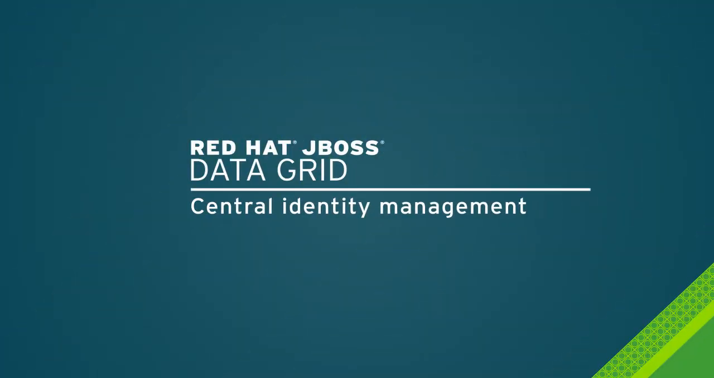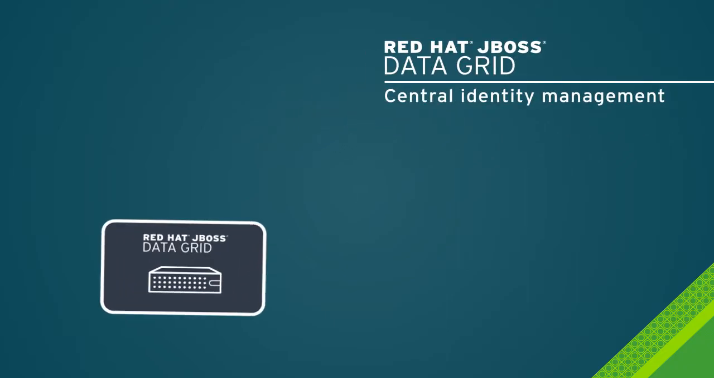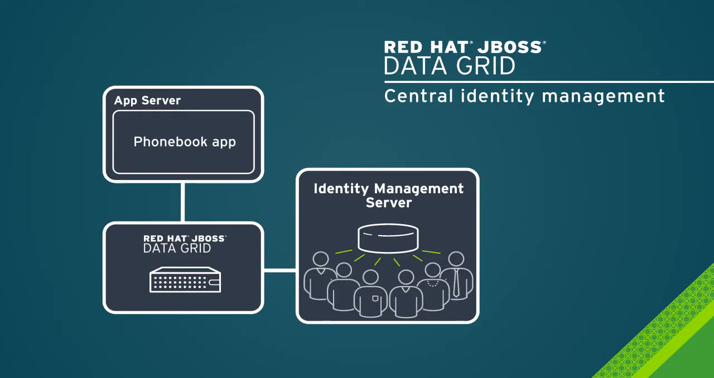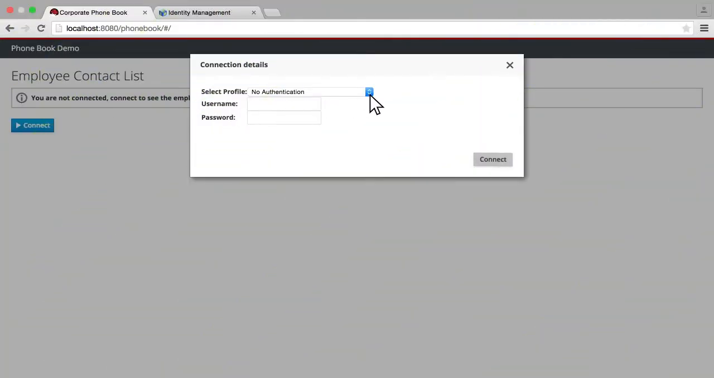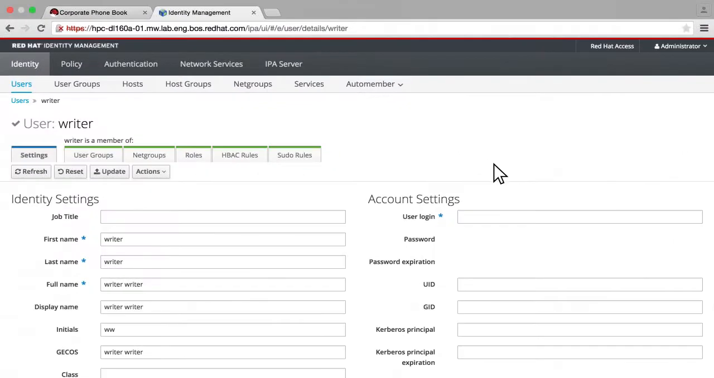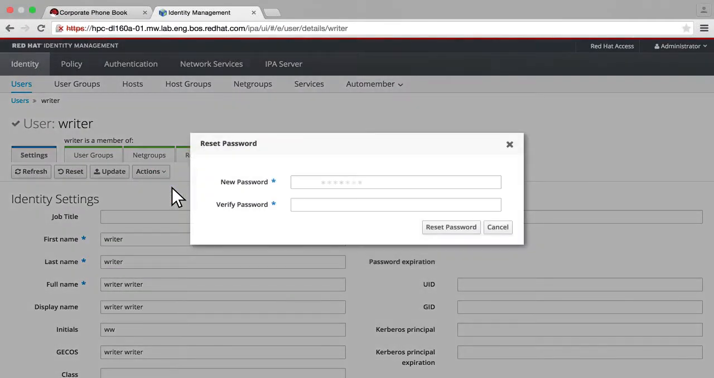JBoss Data Grid supports central identity management, which allows you to manage large numbers of users and passwords from a convenient, centralized location. JBoss Data Grid also supports LDAP, the leading directory protocol. Examples of LDAP-based services include Red Hat IDM, Microsoft Active Directory, and OpenLDAP.